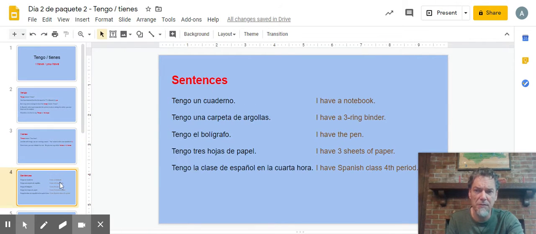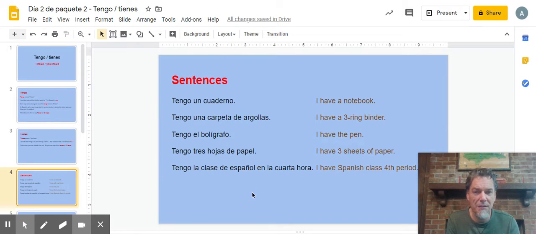Let's look at some sentences. Repite. Tengo un cuaderno. I have a notebook. Tengo una carpeta de argollas. I have a 3-ring binder. Tengo el bolígrafo. I have the pen. Remember, el and la means the, un or una means a. Tengo 3 hojas de papel. I have 3 sheets of paper.